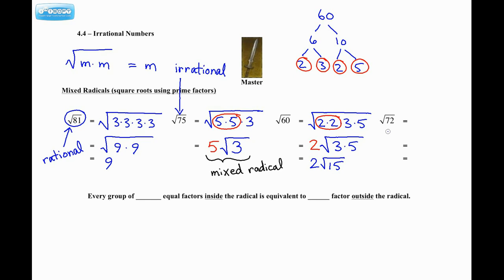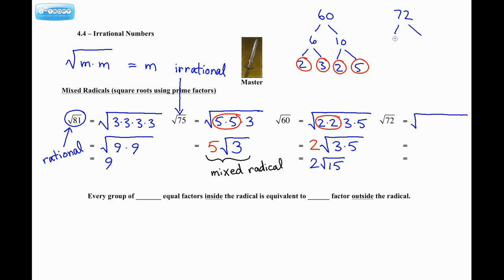Let's do another one. The square root of 72. Well, 72, just like 60 and 75, none of those are perfect squares. So the best I can hope for is that I can reduce them. And sometimes you can't. Nevertheless, let's see what we can do. So I'll do another prime factorization tree. Why not? They're kind of fun.